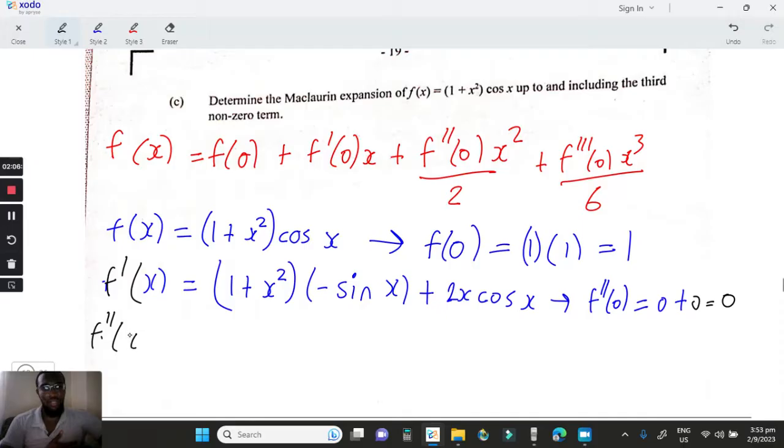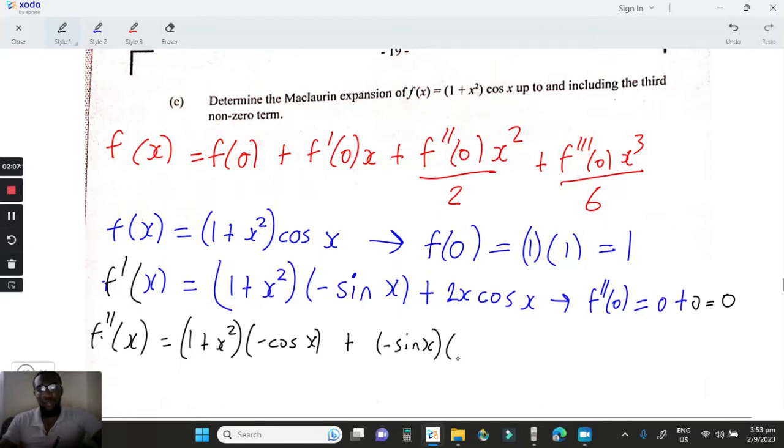F double prime now of x is this, we already see it as a product here. Keep the first, differentiate the second, and differentiate minus sign, you get negative cos, plus keep the second, negative sine x, times the derivative of the first, which is 2x, plus over here we have to use product rule now. Keep the first times the derivative of the second, plus keep the second, keep the cos, times the derivative of the first, and we'll differentiate 2x, we get 2.